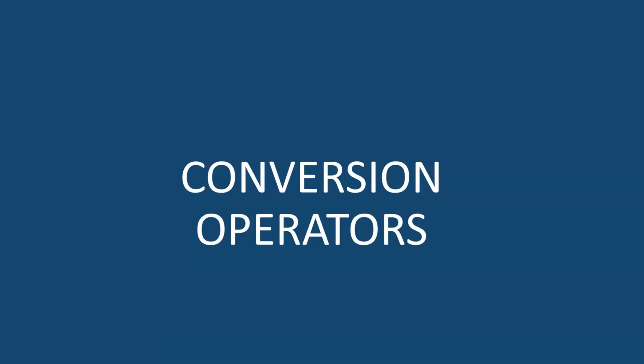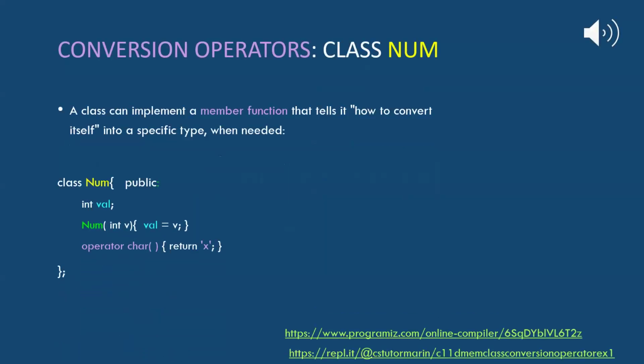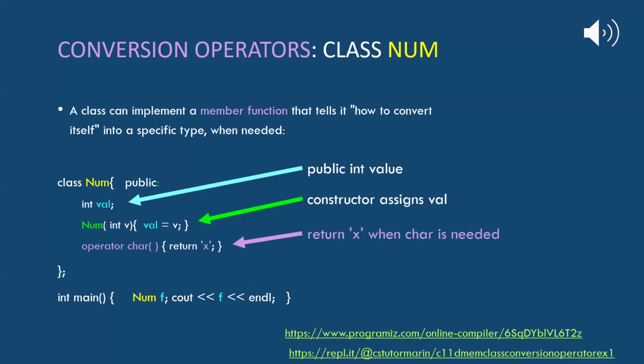So there's a third kind of assignment that happens, and it happens automatically. It's in situations where somebody tries to assign one data type to a different data type. Here we have a num class with an integer value. I can create an instance of that, but I would like to be able to convert that into a character when somebody wants it. So let's say somebody tried to print an instance of numF.